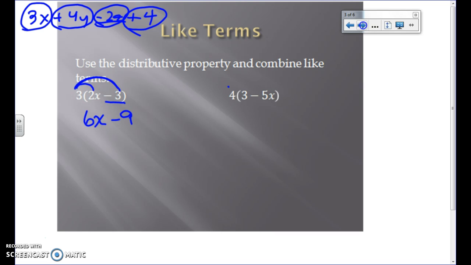I had 3 before, and now I'm going to multiply it by 4. That makes 12.